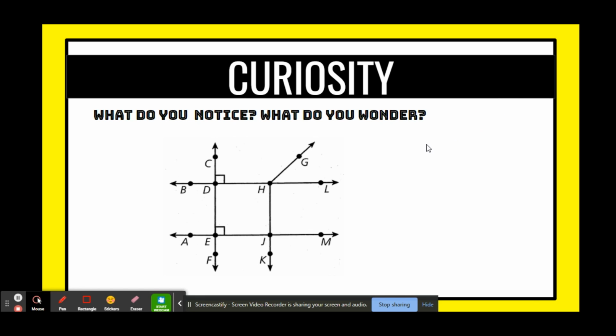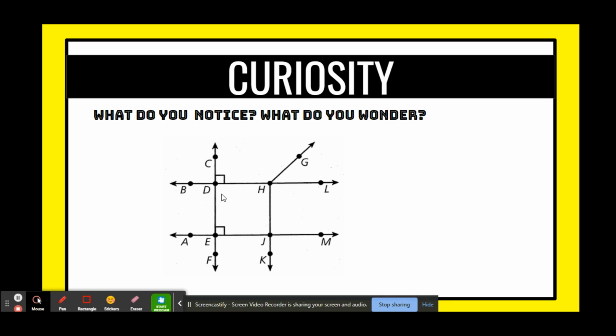Curiosity, what do you notice and what do you wonder? There's a whole bunch of things going on in this picture. Can you find some perpendicular angles? So perpendicular means it creates right angles, it crosses at right angles. So I could name this line by the 2 end points at the ends of the lines that we see. So line CF is running perpendicular to line BL. Line CF is also running perpendicular to line AM.